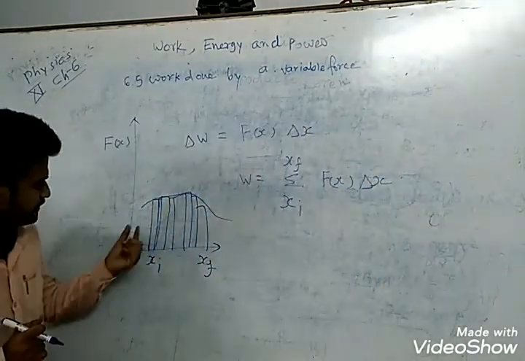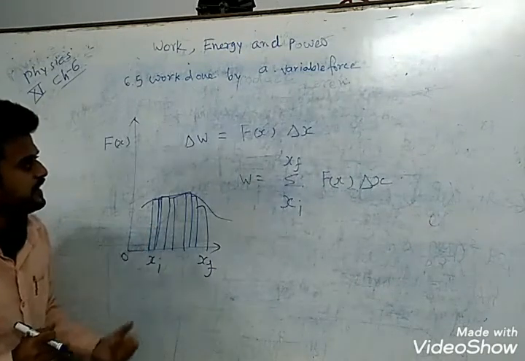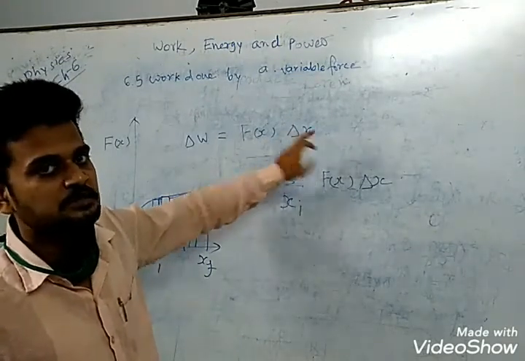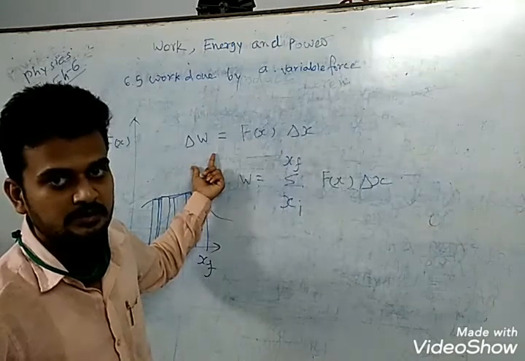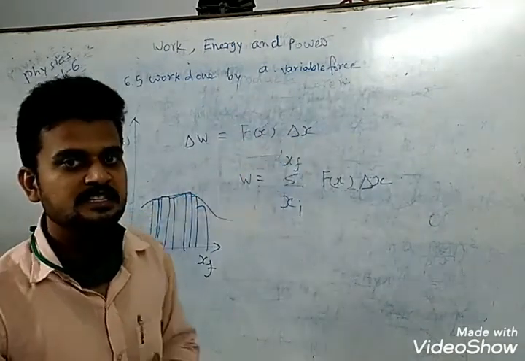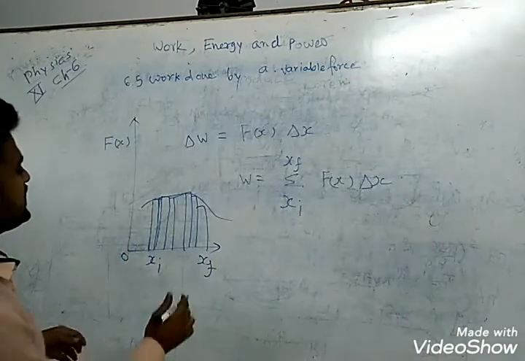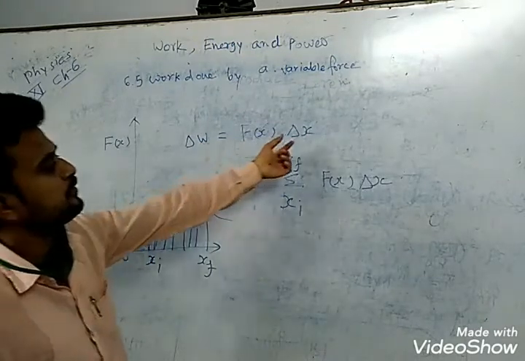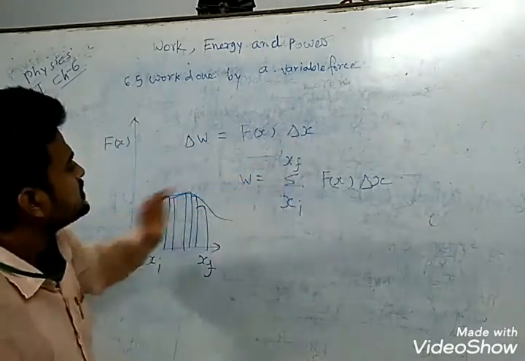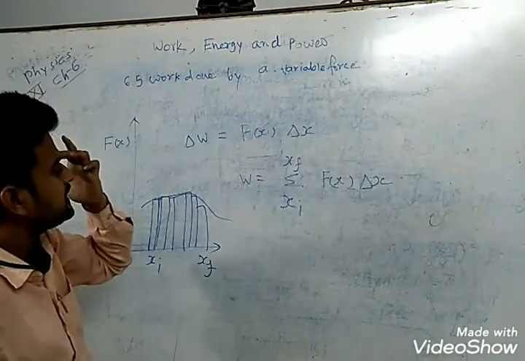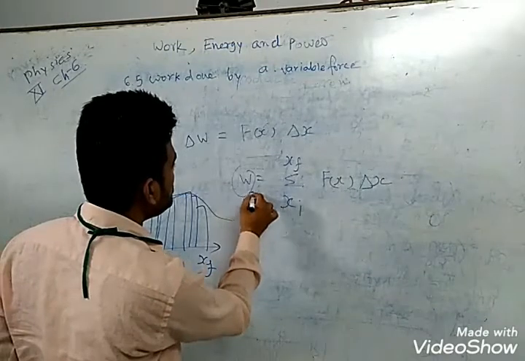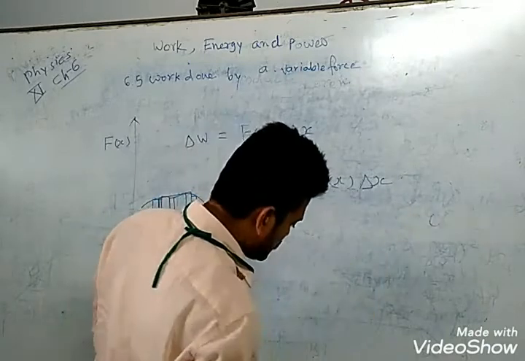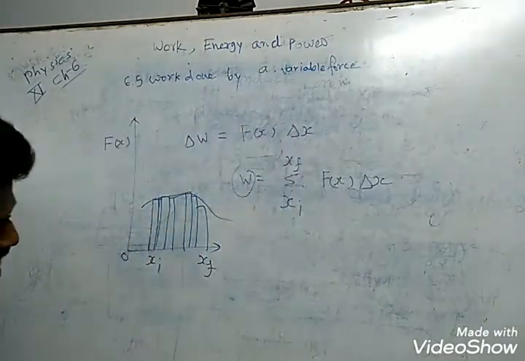Now, again I repeat, for a small displacement applied to the force, force into displacement is equal to what? First, we calculate this small work done for this small displacement. Second, for the total portion of the displacement, the total work W is equal to the summation from xi to xf of f of x into delta x over the whole portion of the case.